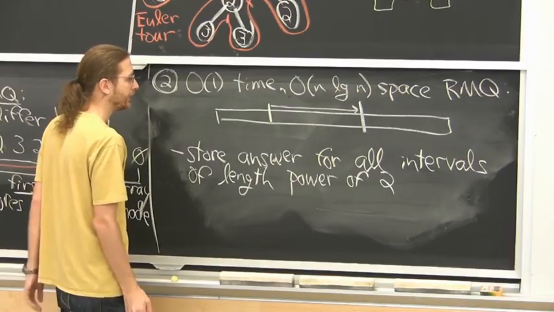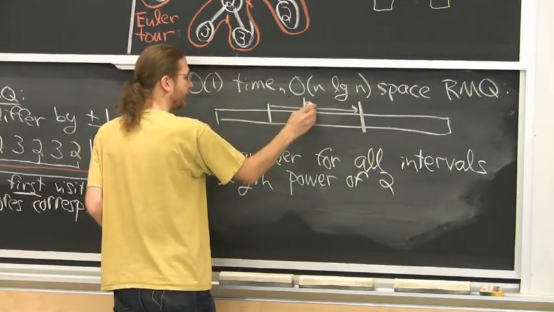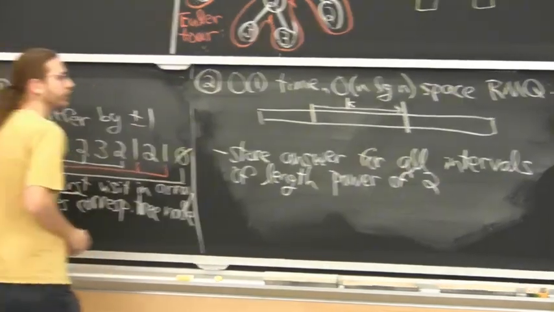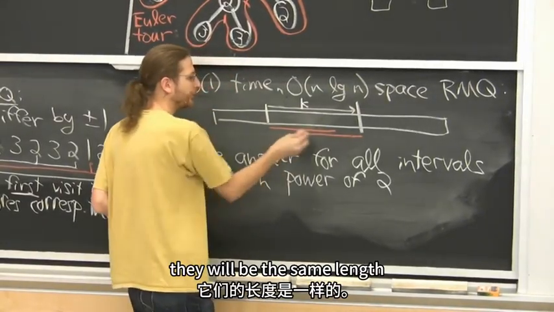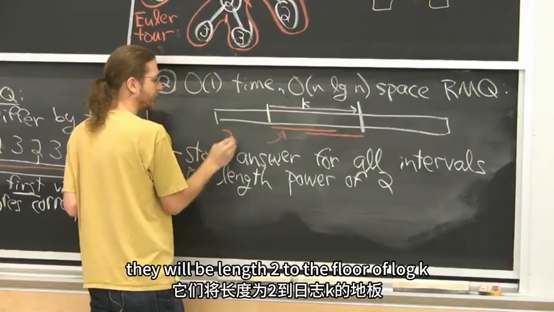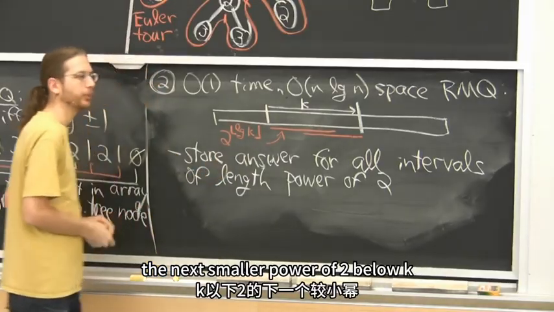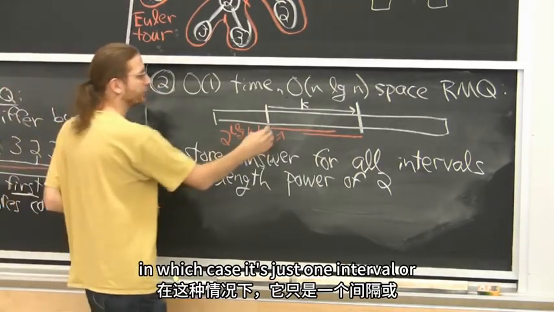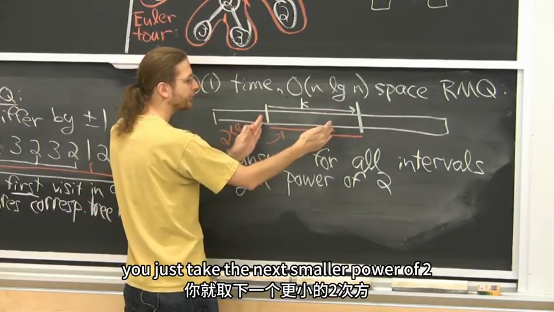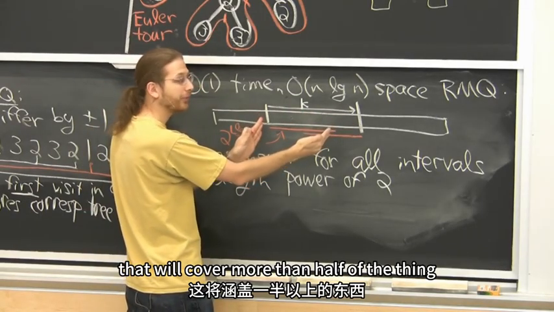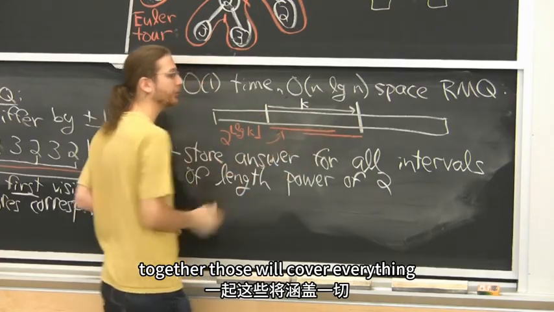Okay, and then if I have an arbitrary query, the point is, let's call it length k, then I can cover it by 2 intervals of length a power of 2. They will be the same length. They will be length 2 to the floor of log k, the next smaller power of 2 below k. Maybe k is a power of 2, in which case it's just 1 interval or 2 equal intervals. But in general, you just take the next smaller power of 2. That will cover more than half of the interval. And so you have one that's left aligned, one that's right aligned. Together, those will cover everything.